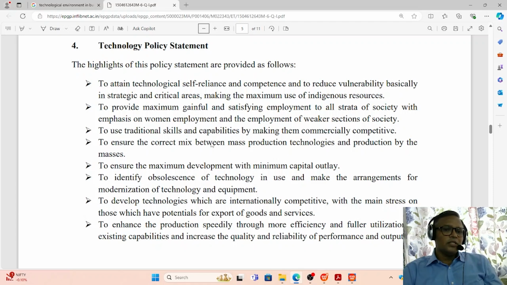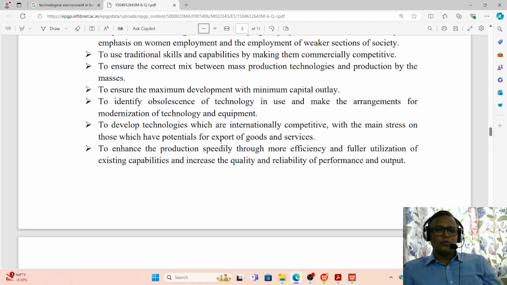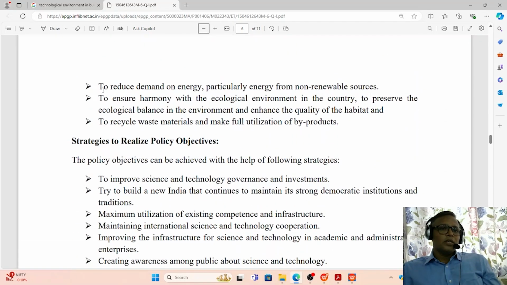Further is to enhance the production speedily through more efficiency and the fuller utilization of the existing capabilities, and to increase the quality and the reliability of the performance of the output. Further is to reduce the demand on the energy, particularly the energy from the non-renewable sources, to ensure harmony with the ecological environment in the country, to preserve the ecological balances in the environment, to enhance the quality of the habitat, and to recycle the waste materials and make full utilization of the byproducts.